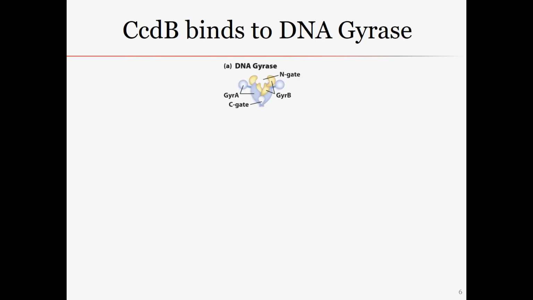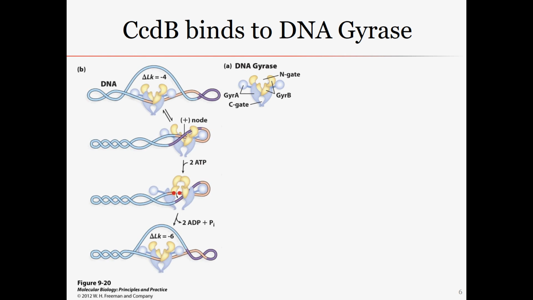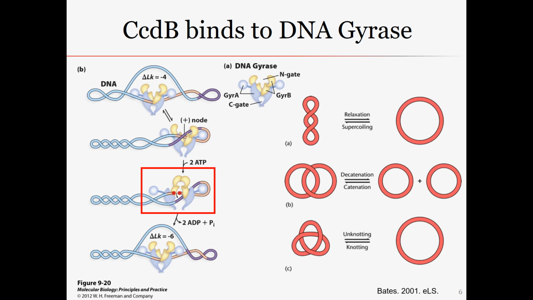The target of CcdB is the enzyme DNA gyrase in bacteria. Gyrase works by creating a transient double-strand break in the DNA to allow another double strand of DNA to pass through this gate. This is useful for maintaining supercoiling of the genome and for untangling DNA during replication or cell division.